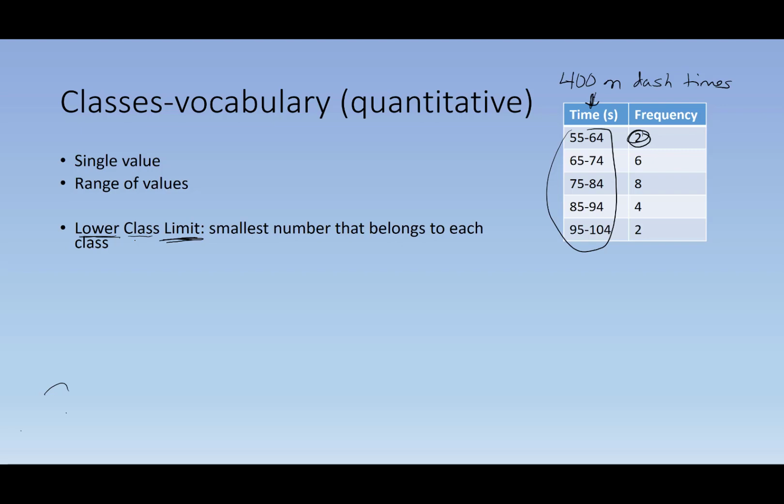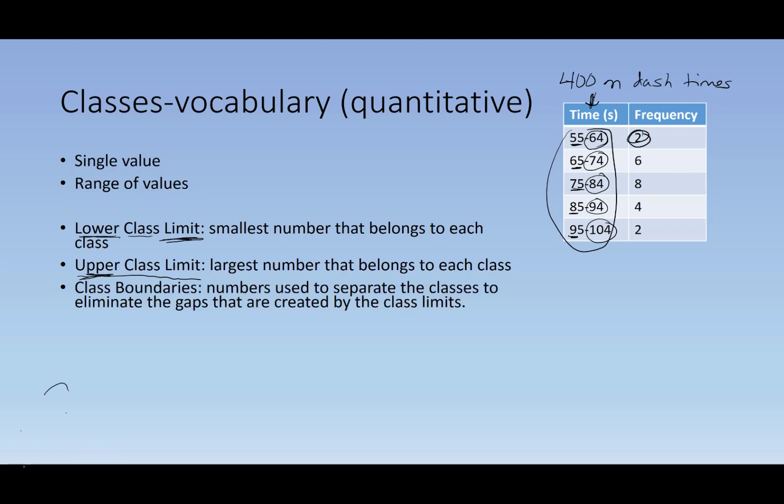So in our particular example, 55 would be the lower class limit of the first class. 65 would be the lower class limit of our second class. 75, 85, and 95. So they would all be considered lower class limits. Now we also would have upper class limits. If we look at the terms there, it's the same type of thing, but now we're looking at the upper end, the higher end. So in our table over here, our upper class limits would be 64, 74, 84, 94, and 104. Those would all be upper class limits.